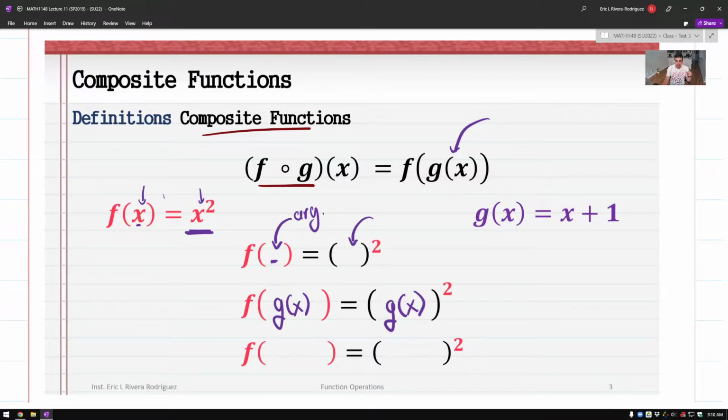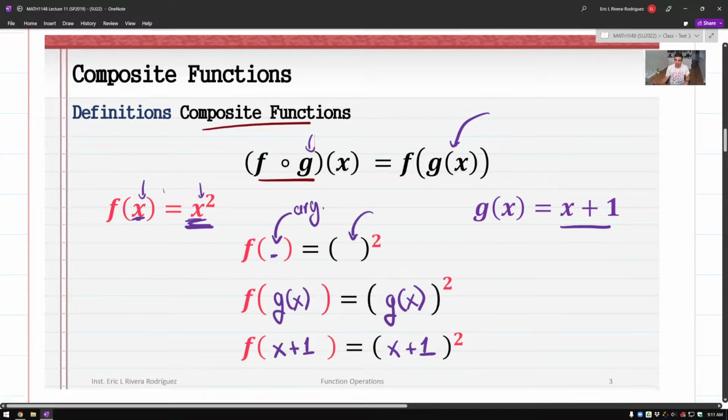So we replace all the arguments in f with g of x, and we have the definition of g of x here. That definition is x plus 1. So we go here and we put x plus 1, and then we got the composite function of f composite g of x. Okay, the order is important. g is on the second place here from left to right, so that means that g becomes the argument of f.